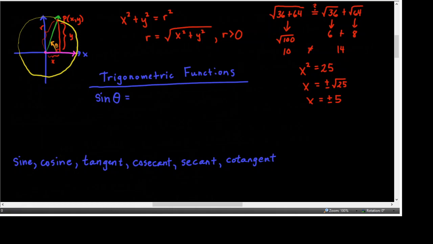So we're going to define sine of theta as y over r. Each one of these is going to be a ratio of two of those sides. So y over r is what sine of theta will be. Cosine of theta, which is abbreviated COS, not "cos," it's cosine. So if you're going to say this, it's cosine of theta. That's defined as x over r. Tangent of theta is defined as y over x.